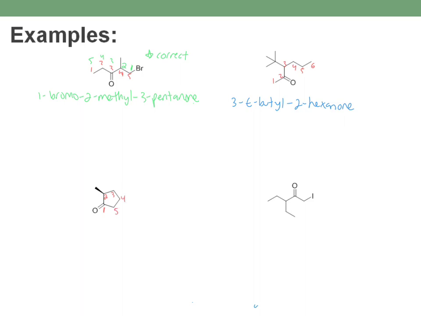So 4 and 5. And in this case, I have a 2-methyl. Now this is cyclic, so I have to say cyclic. So 2-methyl cyclopentanone. Cyclopentanone, right? So it's cyclic, so I put the cyclo in there, and then I change the ending also.